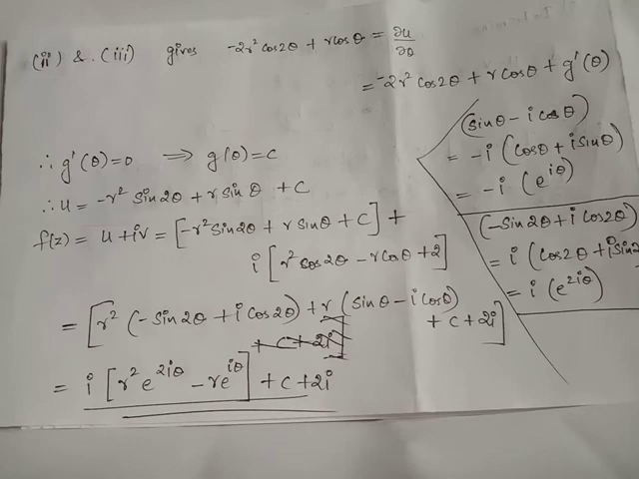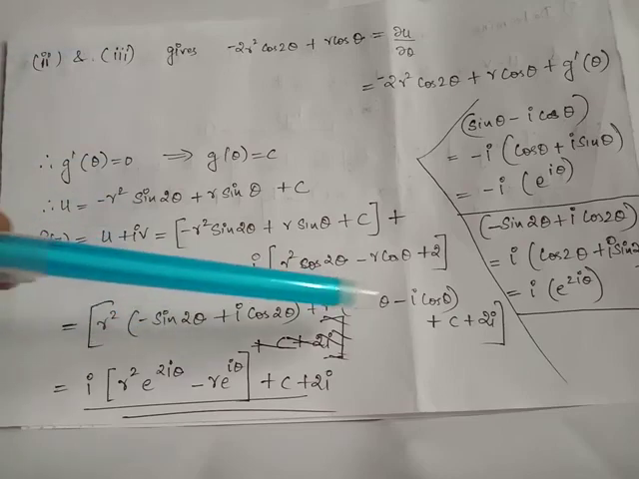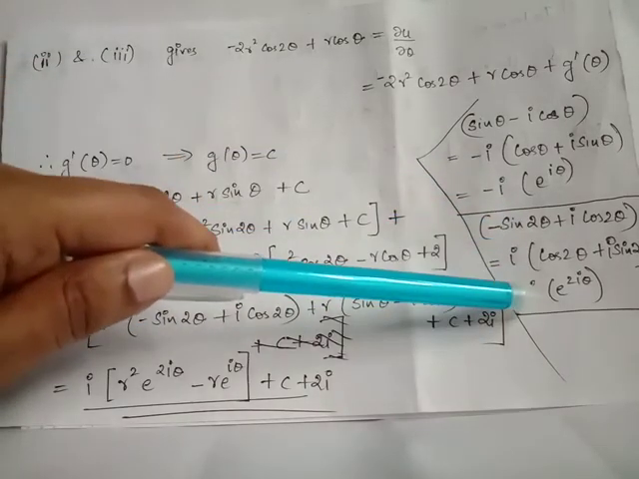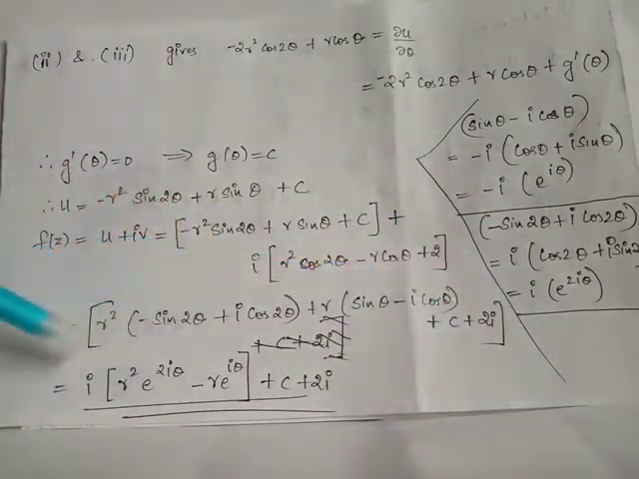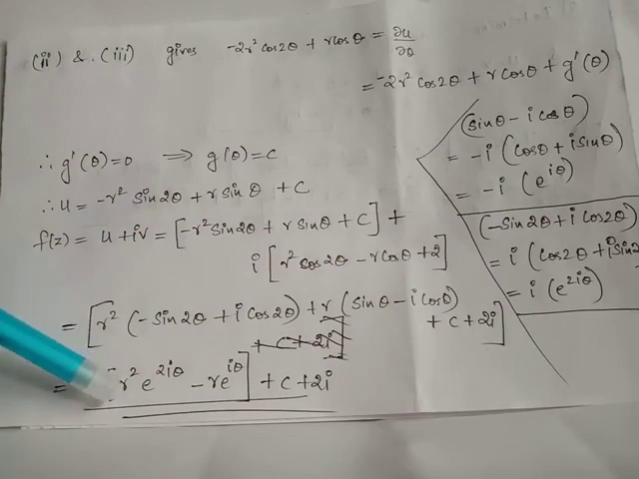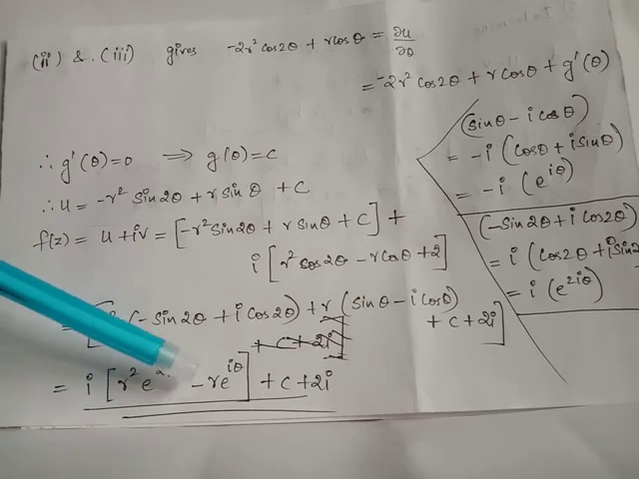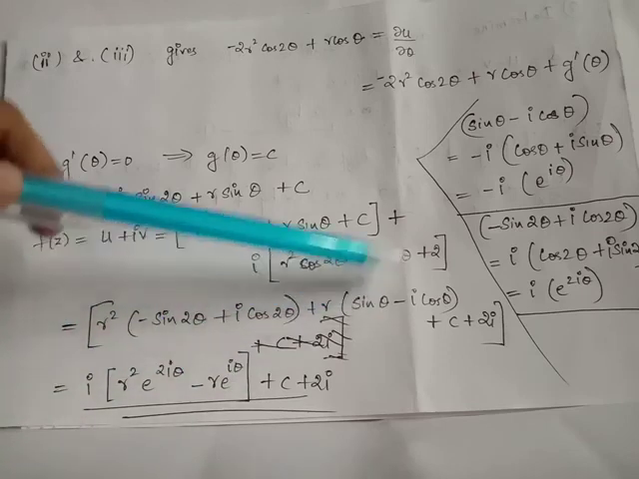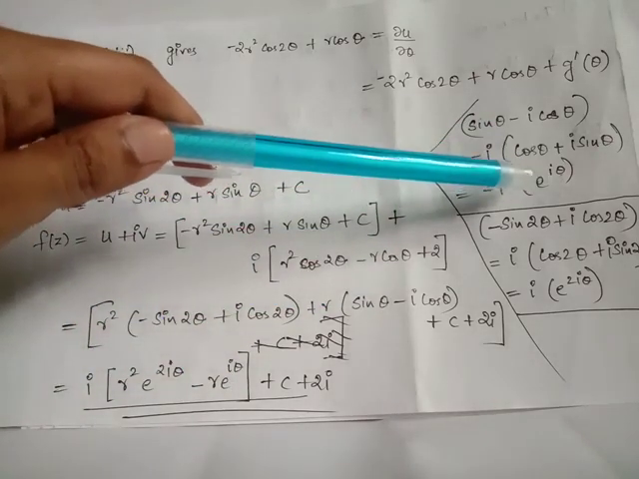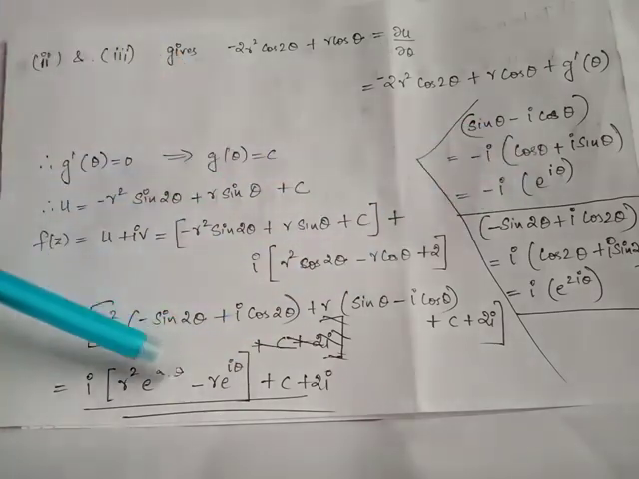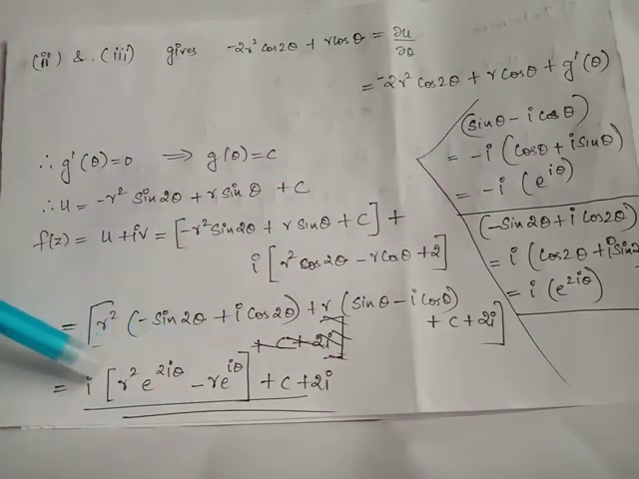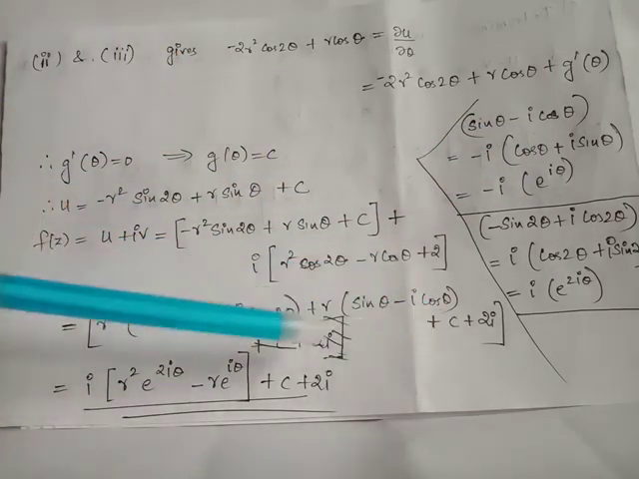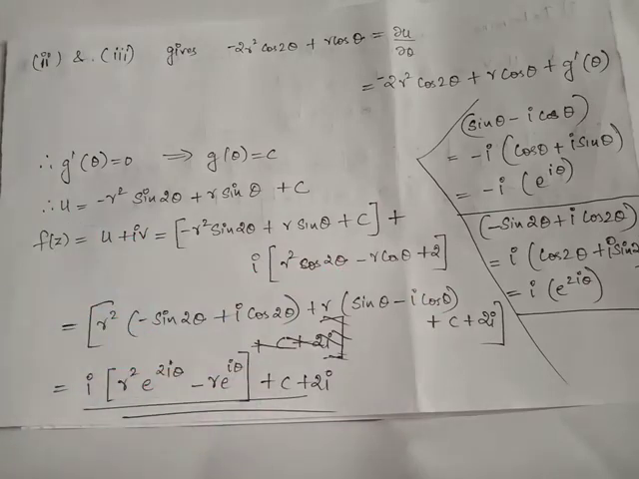Thus, notice that these two expressions have i as a common term. So, i can be taken outside and you write the left out terms, which are r square e raised to 2i theta and r into minus e raised to i theta. So, minus e raised to i theta is written. And the constant terms are also written. Thus, we have obtained the analytic function f of z in terms of polar coordinates r and theta.